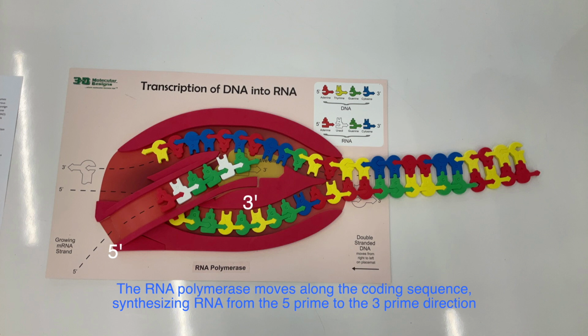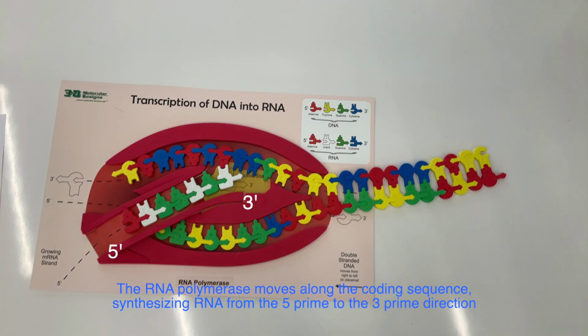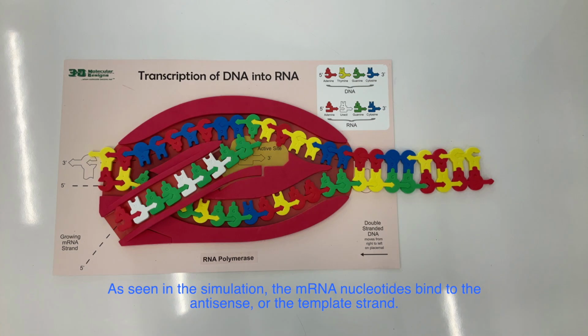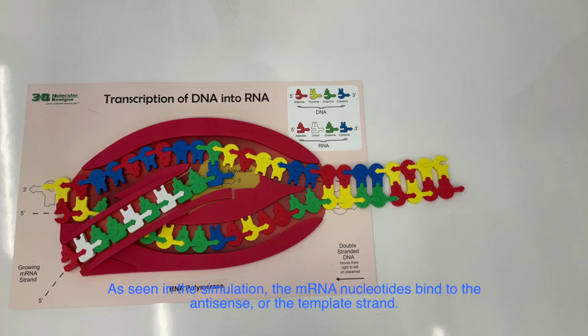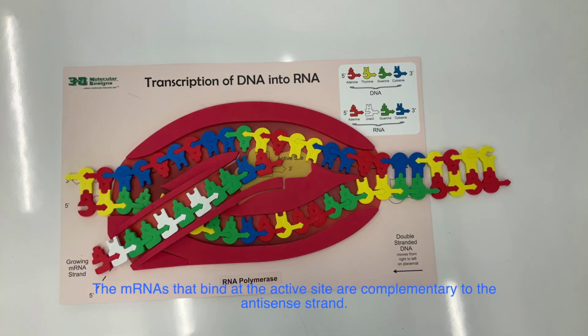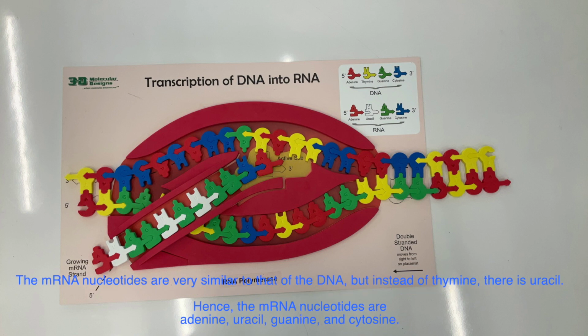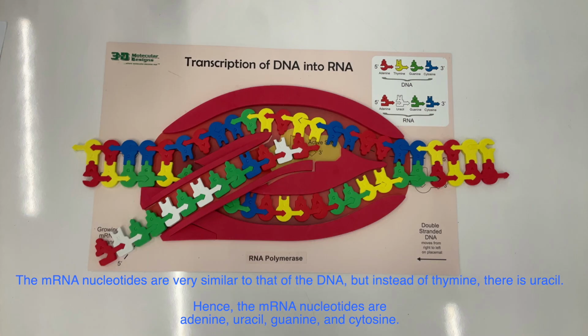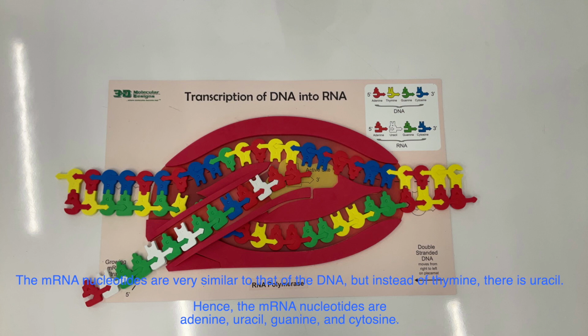The RNA polymerase moves along the coding sequence, synthesizing RNA from the 5' to the 3' direction. As seen in the simulation, the mRNA nucleotides bind to the antisense or the template strand. The mRNAs that bind at the active site are complementary to the antisense strand. The mRNA nucleotides are very similar to that of the DNA, but instead of thymine, there is uracil. Hence, the mRNA nucleotides are adenine, uracil, guanine, and cytosine.